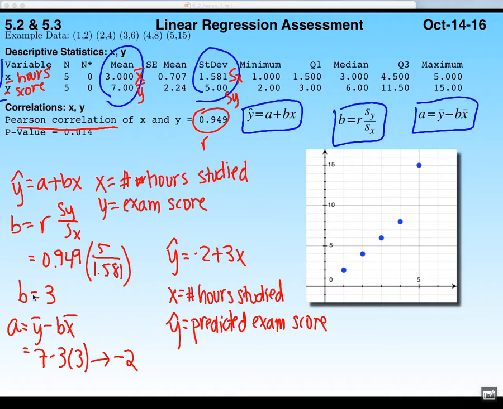This is one way to write your equation. This is the way that I prefer. It's not the only way though. The other way that you can write your equation is actually put the context into the equation. So instead of writing y, you would write exam score, and then you put a hat over it to mean predicted. Equals -2 plus 3, and then instead of x, you would put number of hours. Please write both down so that you know both of them. I don't care which one you use, but you need to know both because you're going to see both of them.